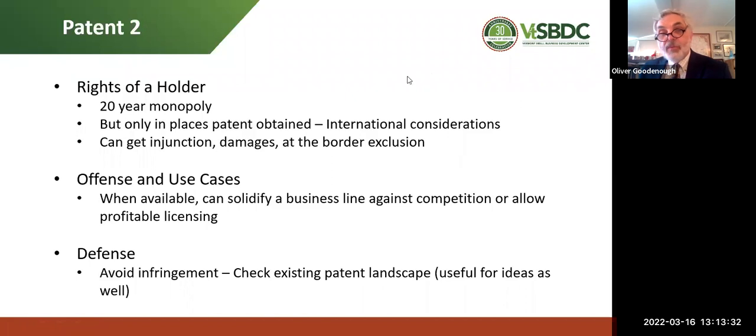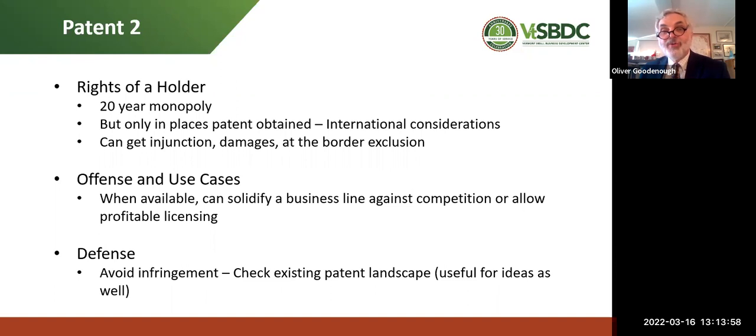What are the rights? You get a 20-year monopoly, we mentioned, but only in places where the patent is obtained. Internationally, basically, you have to file in every country that you want to have a patent in. So if it's something that wants international patenting, again, that's added expense and time. There are some shortcuts on the filing you can do, but essentially you have to figure out what are the 10 countries that really matter and go for it.